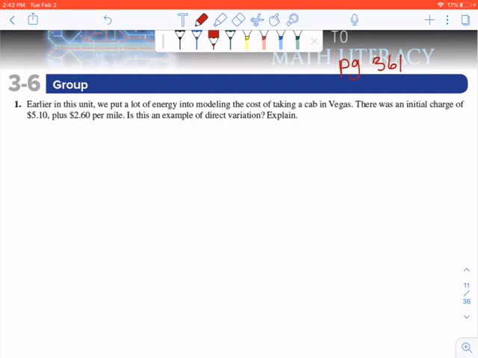So today we're going to be doing the 3-6 group notes. These are on page 361. If you want to pause and get that out and follow along, you can. So today we're continuing our conversation on direct variation.